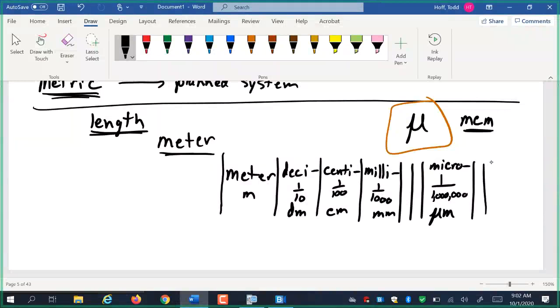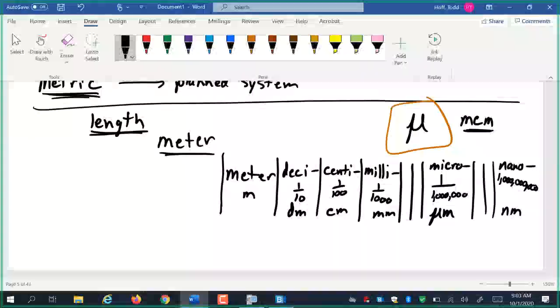Then we could go down to a billionth, which I don't know if I have enough room for 9 zeros. We'll try to squeeze them in. That was nano. NM is a nanometer. You don't hear as much about it anymore, but about 10 years ago, you heard a lot about nanotechnology and nanoscience. All that is the science of things that are really, really small. A nanometer is close to the size of an atom, depending on what type of element you're looking at. So that's all nanoscience was looking at, things that are the size of an atom.